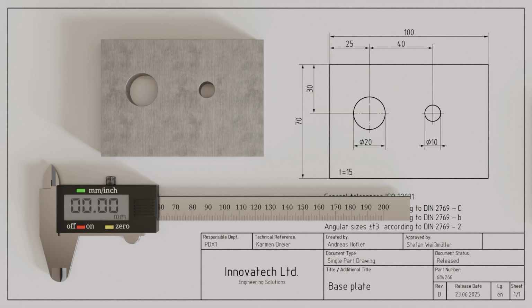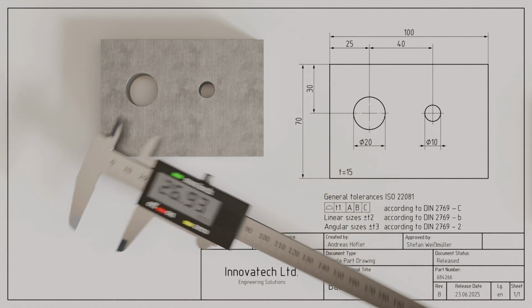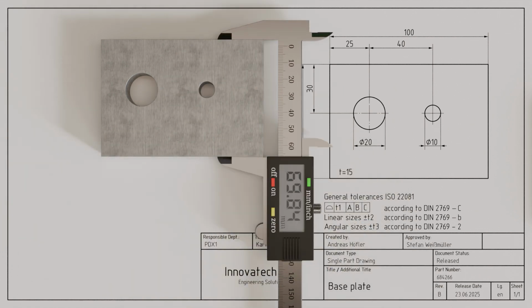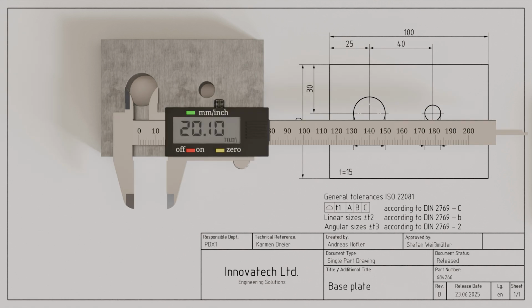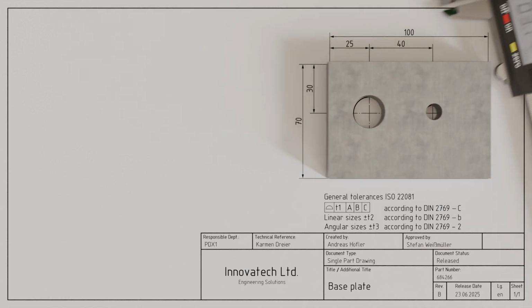these nominal dimensions. For example, the short edge of the base plate is not exactly 70 mm long, but only 69.84 mm. Or the hole has a diameter of 20.10 mm instead of the specified 20 mm. The deviations between the theoretical nominal dimensions and the actual dimensions present later are due to the manufacturing process.